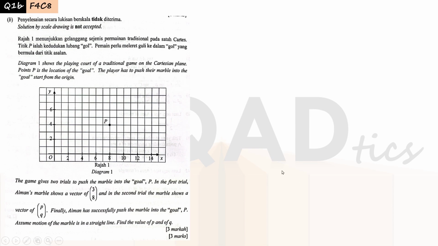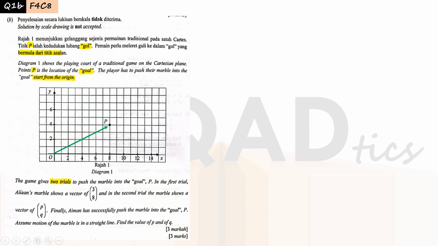For part B, we have a game, so the player has to push their marble to this point P, or the goal, but they need to start from the origin, which is here. The correct vector to push the marble would be something like this, to point P. For this game, it only gives the player 2 trials, and we have a player named Aiman.